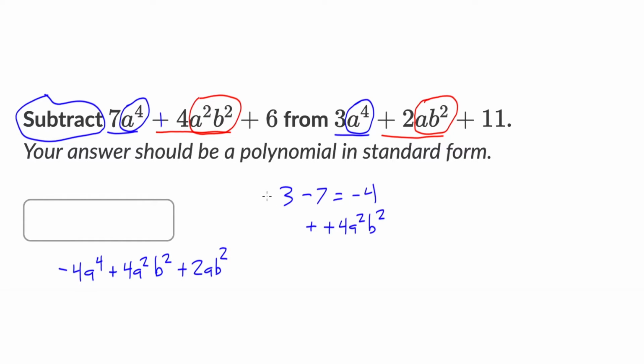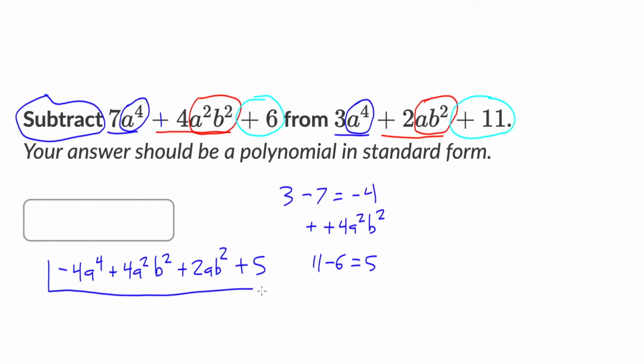So let's look at our last terms. What color should I use? I guess we'll use the same color. We got a positive 6 and we got a positive 11, okay? Now, how can we even combine this? Just kidding. They're pretty easy to combine. So we got 11 minus 6 equals 5, plus 5, okay? So this is your answer.